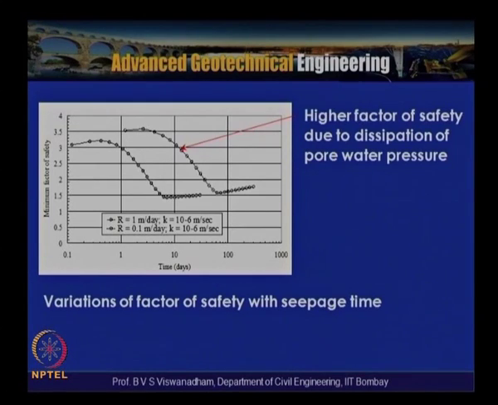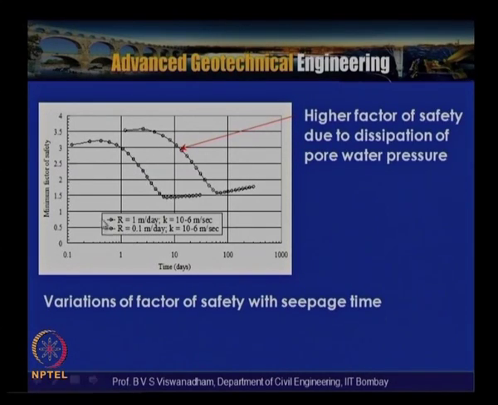The same thing is presented here, the variation of factor of safety with the seepage time, with a drawdown rate of 1 meter per day and 0.1 meter per day. The rapid drawdown of 1 meter per day gives a very low factor of safety compared to the relatively slow drawdown. So what it implies is that when the drawdown rate is high, because of the high pore water pressure development, the factor of safety of a slope can be endangered.